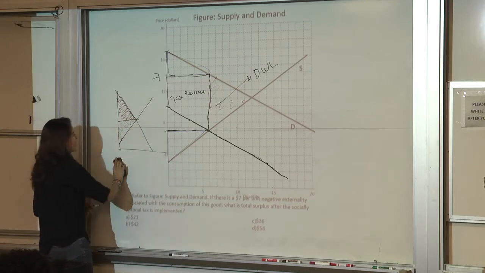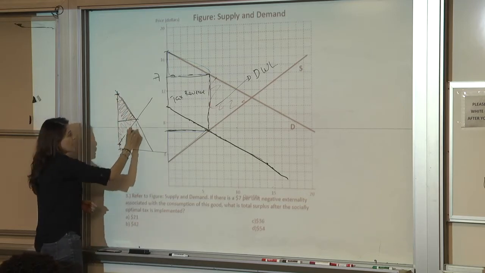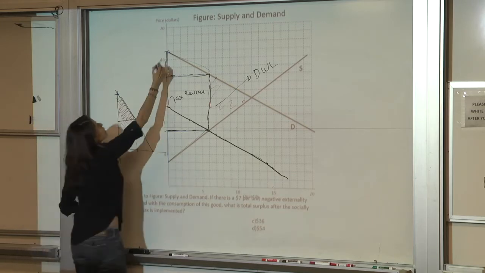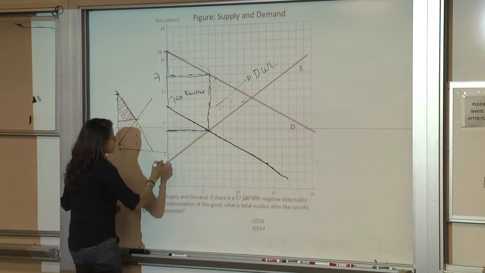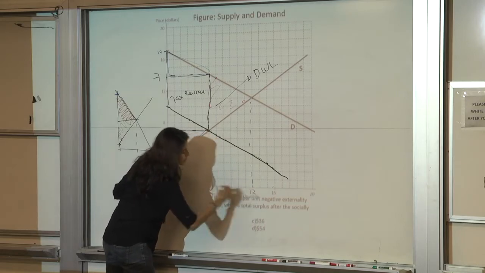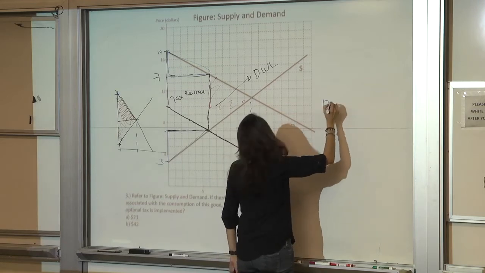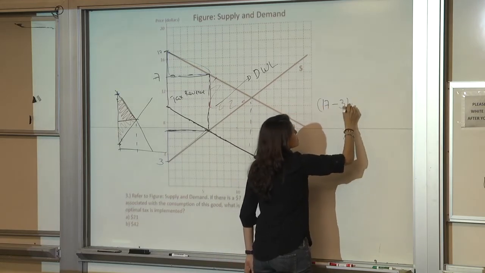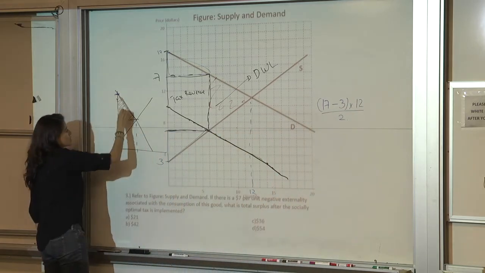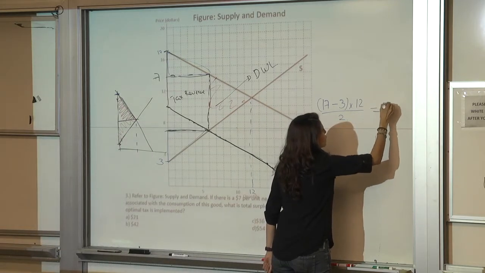Before the tax, we need to calculate the distance between this point and this point times the optimal quantities divided by 2. This point is 17, this point is 3, and my optimal quantity is 12. So I have 17 minus 3 times 12 divided by 2. That is the total surplus here, and this is equal to 84.